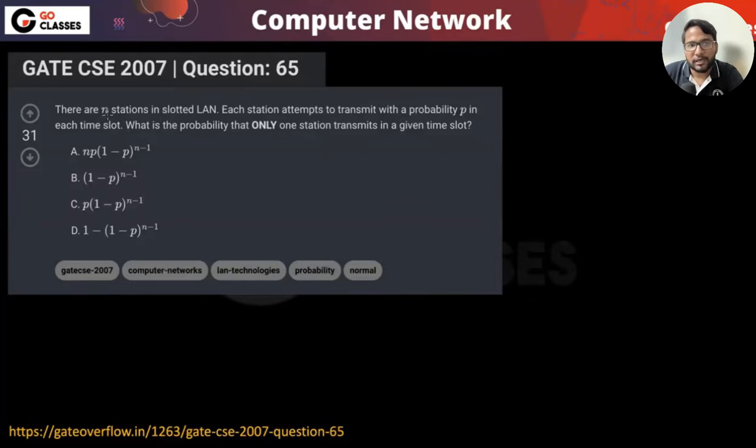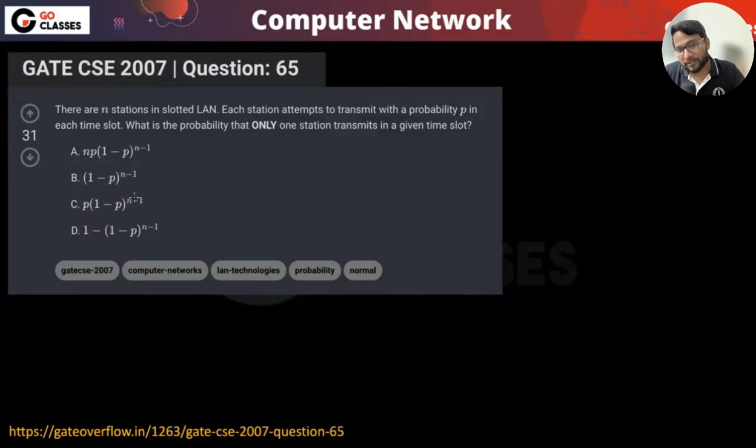So what they're saying, let's suppose there are n stations in the slotted local area network. Each station attempts to transmit with a probability P in each time slot. Okay. Then what is the probability that only one station transmits? A is the answer or C is the answer? Yeah, A is the answer, right? If only one station transmits, this is the probability.